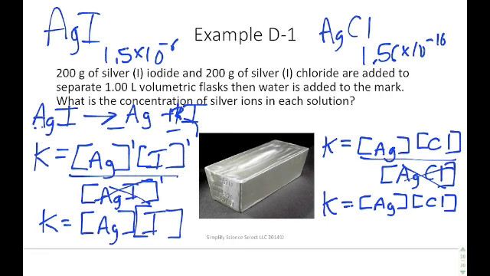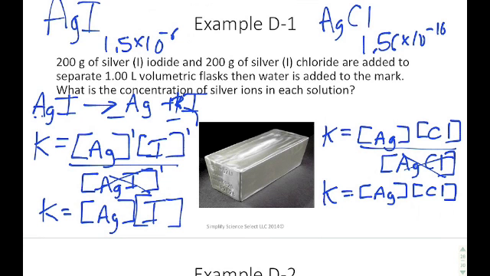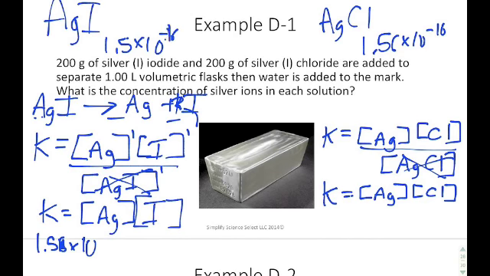So here's the last thing we've got. I've got the values: 1.5 times 10 to the minus 16th equals this. Now, I don't know how much silver I make, so I'm going to represent that as X. But for every silver I make an iodide, so I get an X there as well.